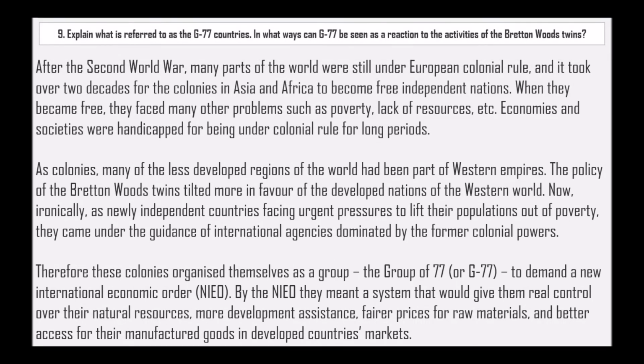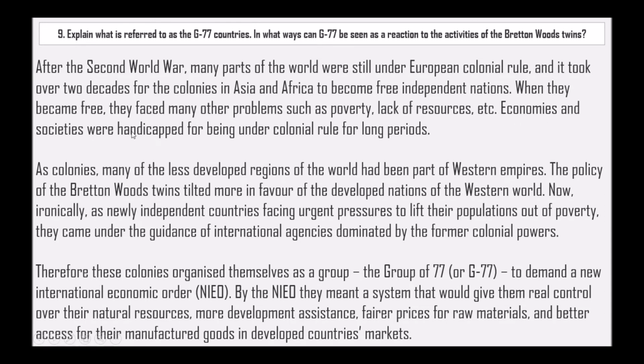Next, explain what is referred to as the G77 countries. In what ways can G77 be seen as a reaction to the activities of the Bretton Woods twins? After the Second World War, many parts of the world were still under European colonial rule, and it took over 2 decades for the colonies in Asia and Africa to become free independent nations. When they became free, they faced many other problems such as poverty, lack of resources, etc.